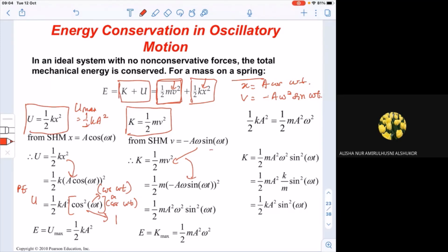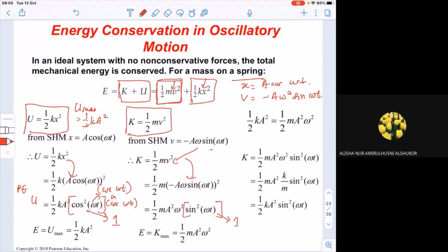And then you square it. Whatever happens when you square it, everything inside will be squared. So half m, negative A when squared becomes positive A square, and omega square sine square omega t. And remember, this is the part where we calculate in radian. In the maximum value, this part becomes 1.